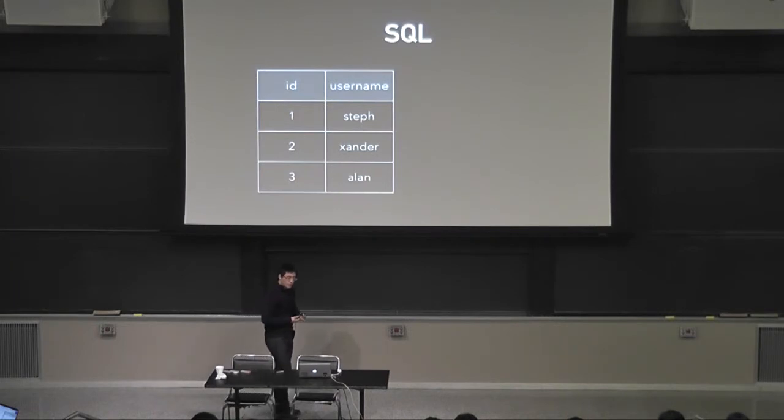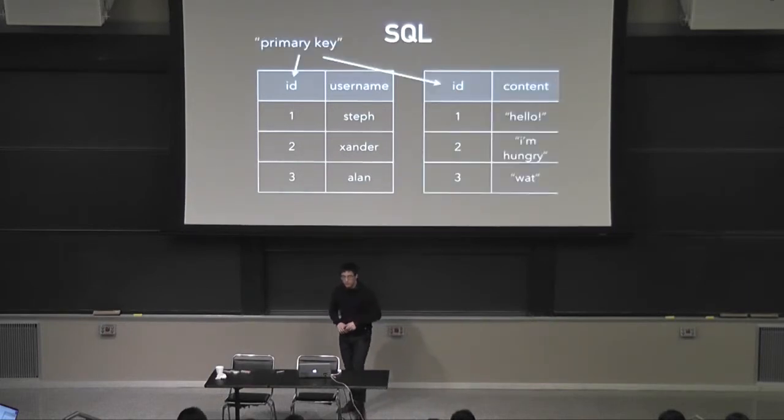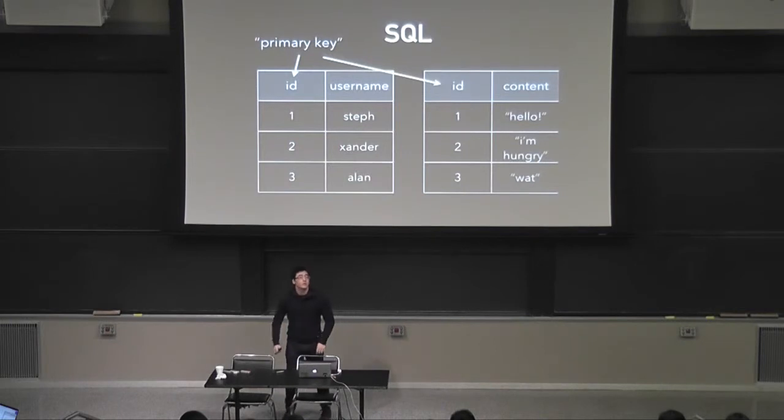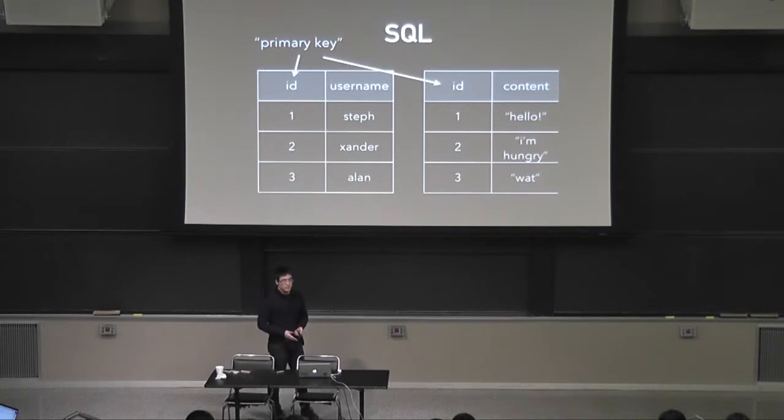So here I have a very simple SQL database. 3 users, and you notice that each one of them has an ID. That's the other thing that SQL is all about: keeping IDs as references to things. And so you might have a table of users and a table of content. Let's say we're making a blog application.